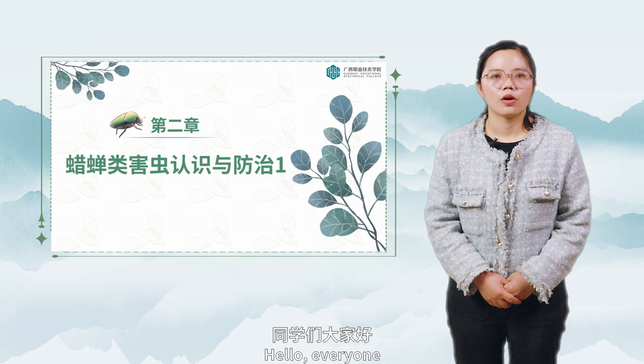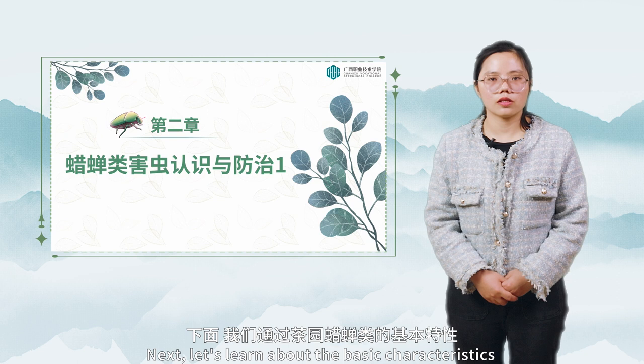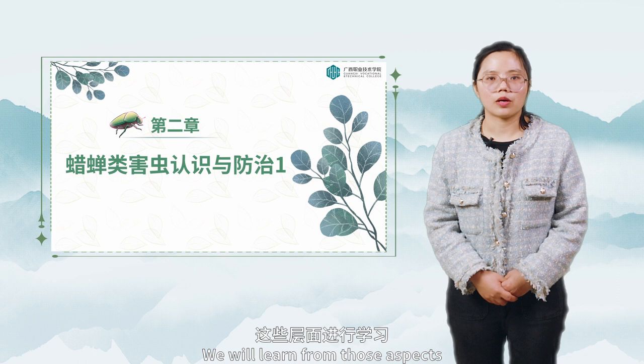Hello everyone. The main content of this lesson is the basic characteristics of the tea garden waxhopper and its main species. Next, let's learn about the basic characteristics of the tea garden waxhopper and its main species. The generality and prevention and control methods of fulgaroids, prevention and control technology. We will learn from those aspects.